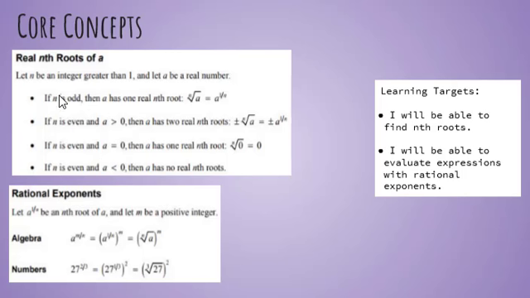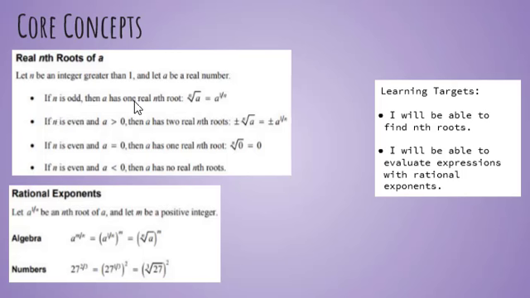So n is called the index. If you look at this first note here, it's the number that's in front in your radical. So when you write it in radical form, you would have the nth root of a, or in rational form, it would be a to the 1 over n power.